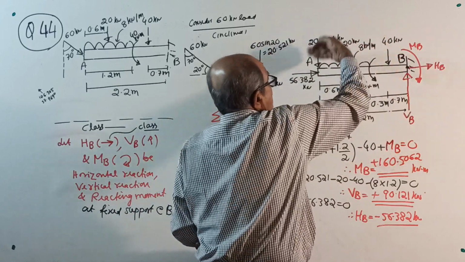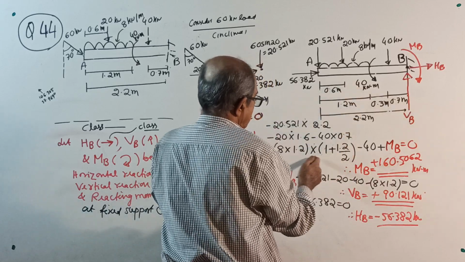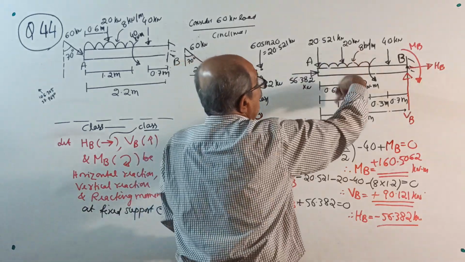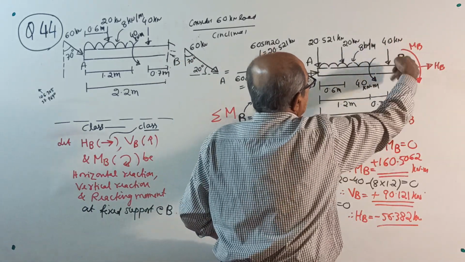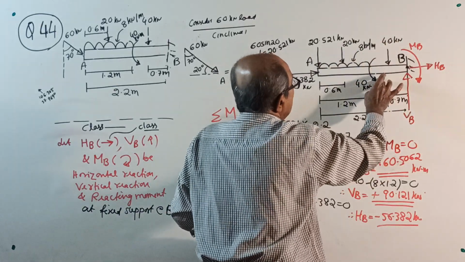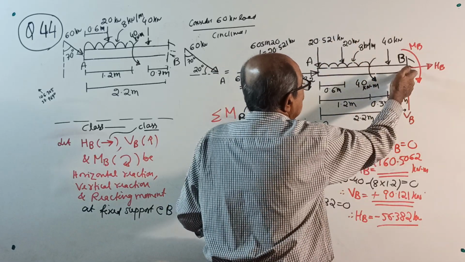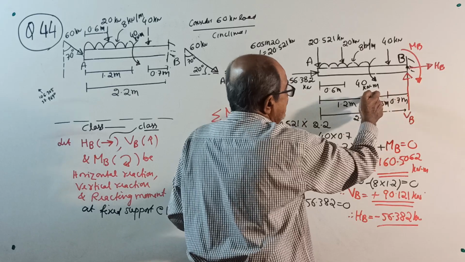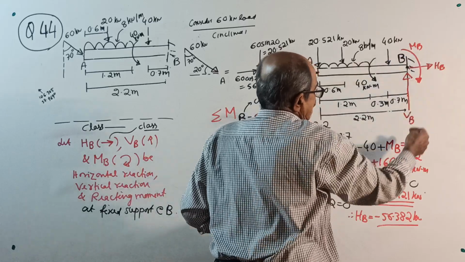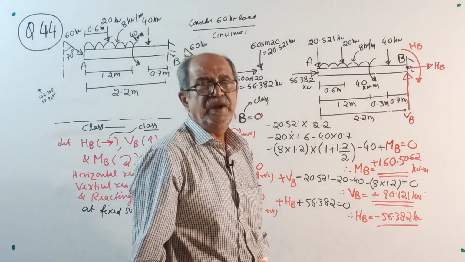20.521 into 2.2, anti-clockwise about this point. 20 into 2.2 minus 0.6, that is actually 1.6, anti-clockwise. 40 into 0.7, anti-clockwise. And then anti-clockwise 40, so minus 40, no distance for that one. And lastly, 8 into 1.2 is the total load, into from here 0.7 plus 0.3 is 1, 1 plus half of 1.2. MB equal to 0, you get the value of MB as plus 160.5062 kilonewton meter.